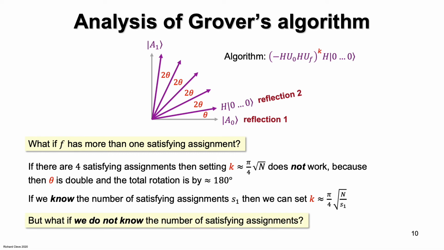But what if we do not have this information? What if we do not know how many satisfying assignments f has? What do we do then? It turns out that this is an interesting problem.